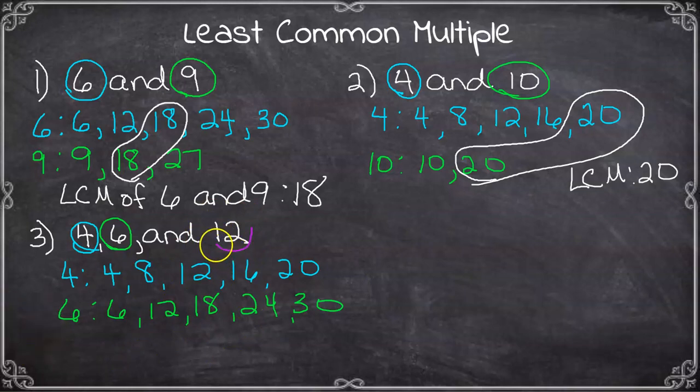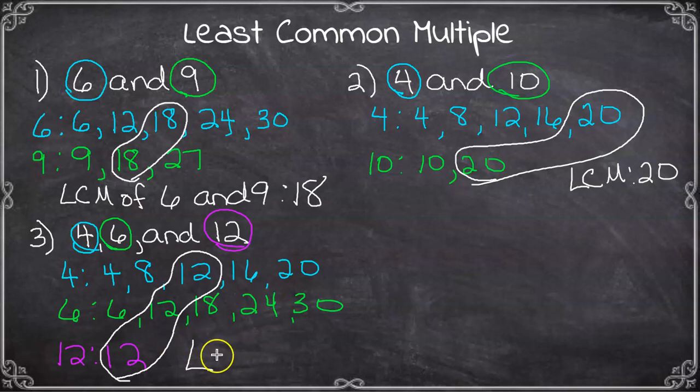So let's do the 12. Let's count by 12s. Well, as soon as I have the first one, I have the least common multiple for these 3 numbers as being 12. So I can stop there. So the LCM for 4, 6, and 12 would be 12. Now, if this had been a different number, if this had been 20, for example, I would have wanted to keep going and extend this out until I got to a number that they all 3 had in common. So that's least common multiple.